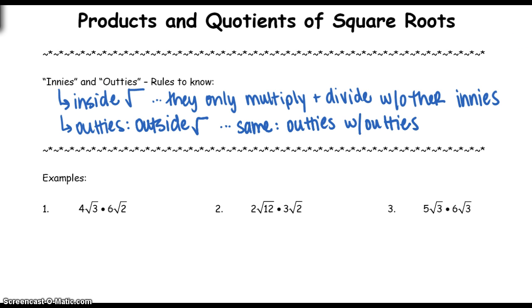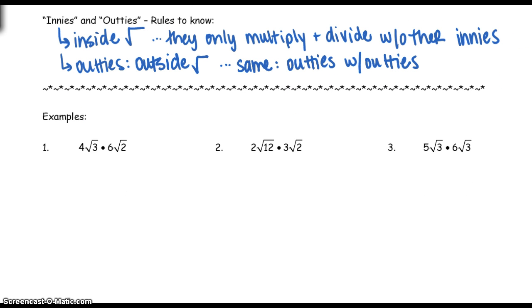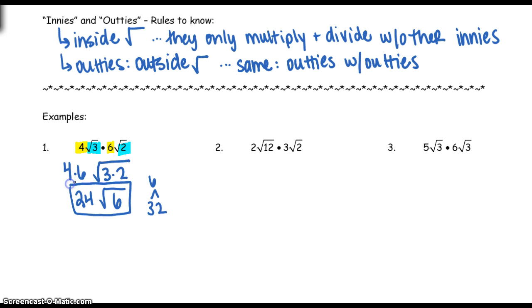These are all multiplying, so we're going to be doing the product of these. Let's look at the first one here. You should notice that 4 and 6 are outies, and root 3 and root 2 are innies. So we're going to do 4 times 6, and inside we do 3 times 2. So we have 24, and then square root of 6. You always want to check to see if there are any pairs here, and there are no pairs. So you are all done, okay?